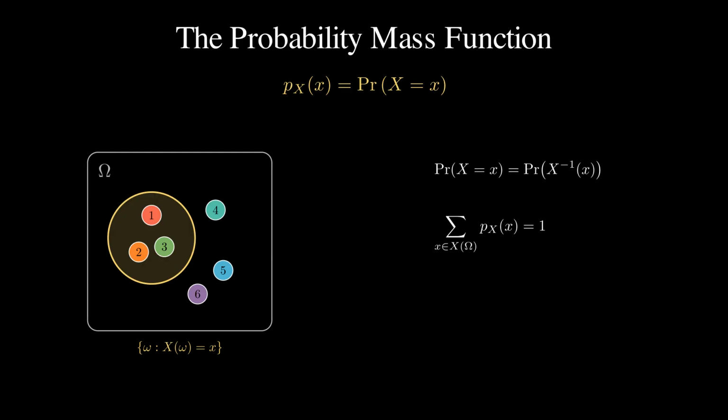As x ranges over all the values, these preimages are disjoint and cover the whole sample space. They partition it, so the masses must add up to exactly 1. And once we have the PMF, the probability that X lands anywhere in a set S is just the sum of the masses over S. The PMF is the whole story.